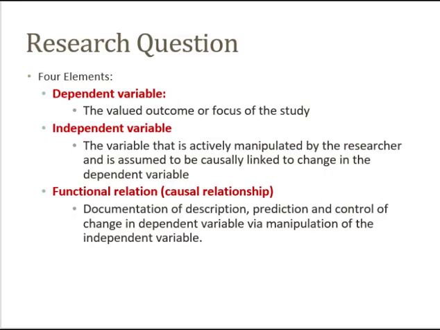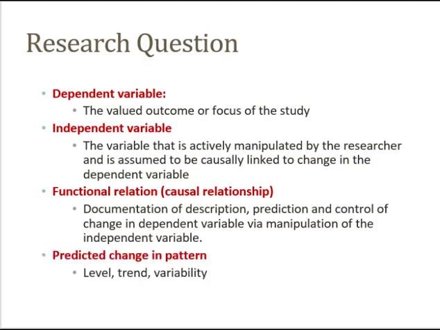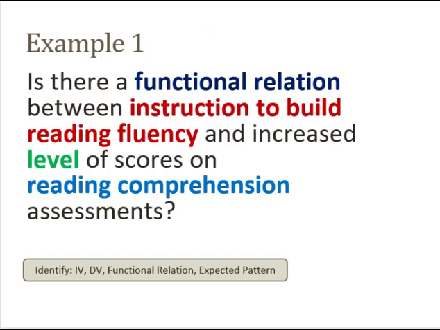The third element is to describe the functional relation or causal relationship. This includes documenting the control of change in dependent variable via manipulation of the independent variable. Finally, this includes stating the predicted change in pattern, level, trend, and variability. Here's an example research question that includes the four components: independent variable, dependent variable, functional relation, and expected pattern.